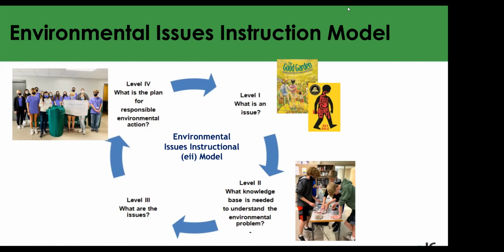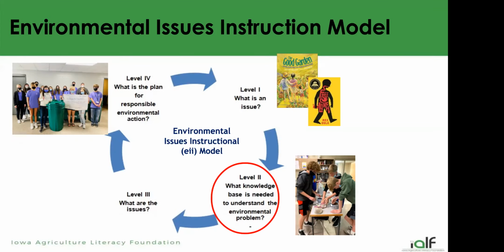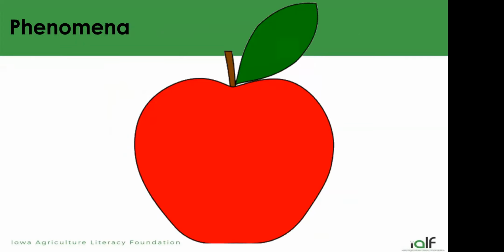And so when we think about this activity, urban innovation, we're really focusing in on this level 2. So what is the knowledge base needed to understand an environmental problem or the issue that we're talking about? So to start in on this, let's look at this phenomena, or like, what is this problem that we might be talking about? So let's look at this apple, right? So this apple, if we think about, is the earth, right? So let's say our apple is representing the earth.